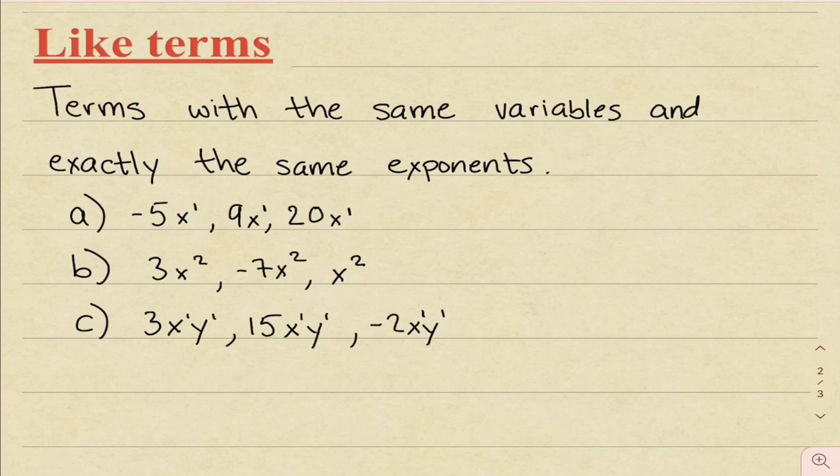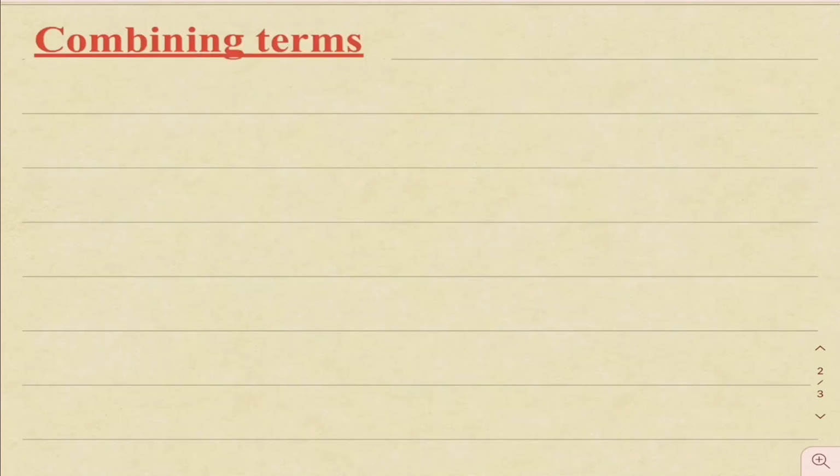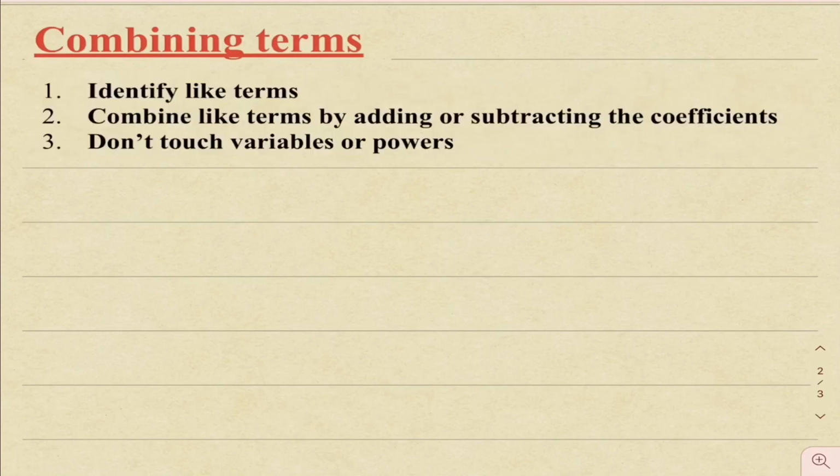So now that you know what like terms are, I'm going to go ahead and show you guys how to combine terms. How do we combine terms? To combine terms, we have to follow three steps. The first step is to identify like terms. The second step is to combine like terms by adding or subtracting the coefficient, and do not touch variables or powers. Let me go ahead and do an example.